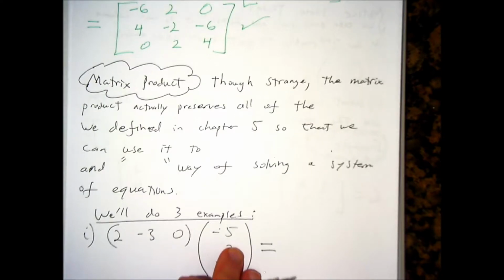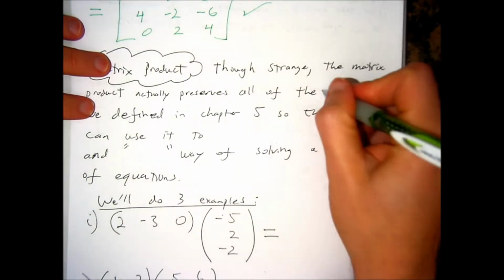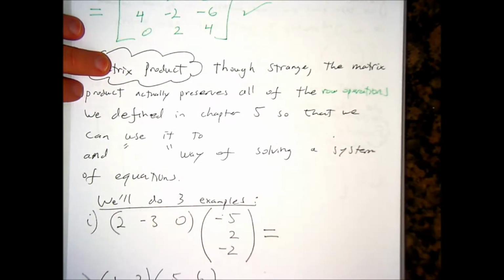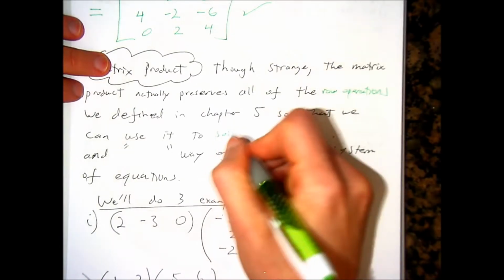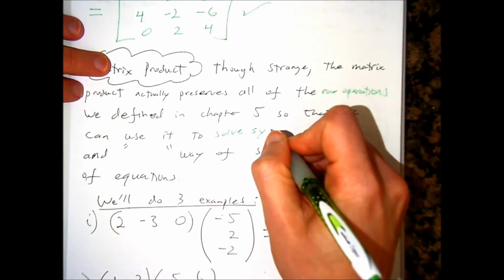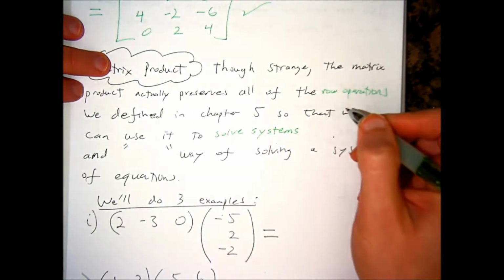The matrix product. This is really what I've kind of just rushed. I'm kind of rushing to get to it because this is the more important operation. And though you might find it a little strange if you haven't seen it before, the matrix product actually preserves all of the row operations that we defined in chapter 5 so that we can use it to solve systems of equations.